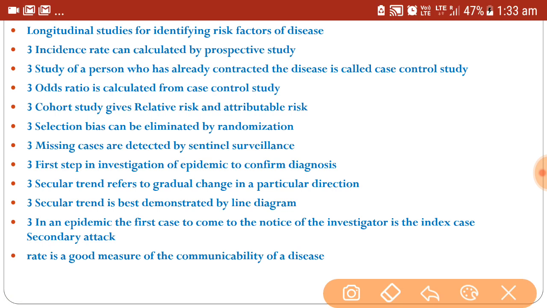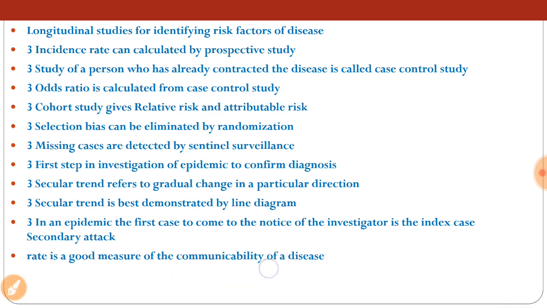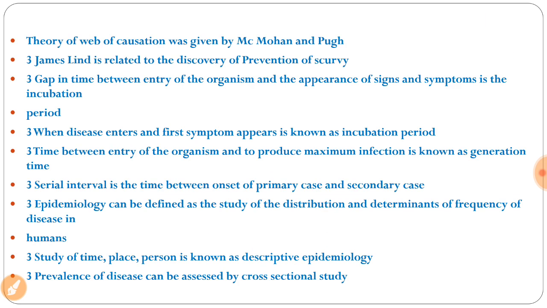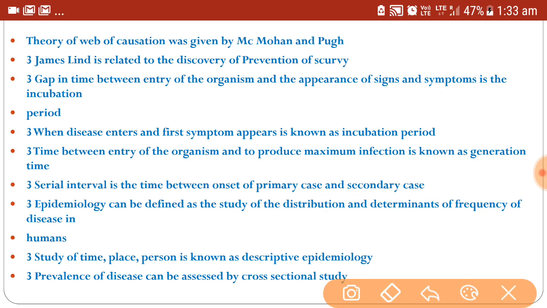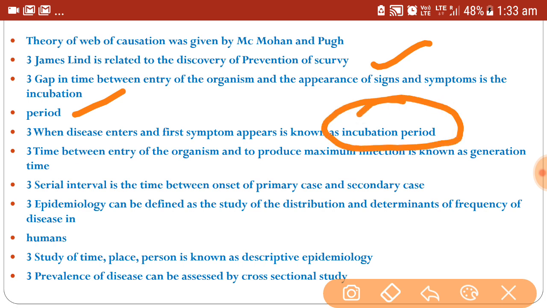Secondary attack rate is a good measure of communicability of the disease. Now some one-liners: theory of web causation was given by McMahon and Pugh. James Lind is related to the discovery of prevention of scurvy. Gap in time between entry of organism and appearance of sign and symptom is incubation period. When disease enters and the first symptom appears is known as incubation period.